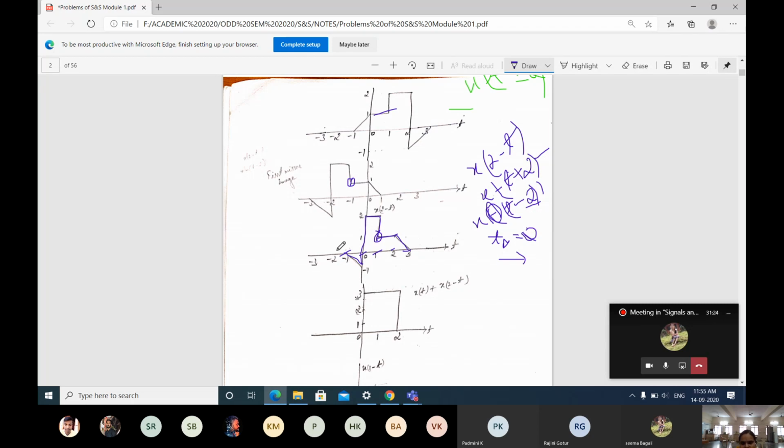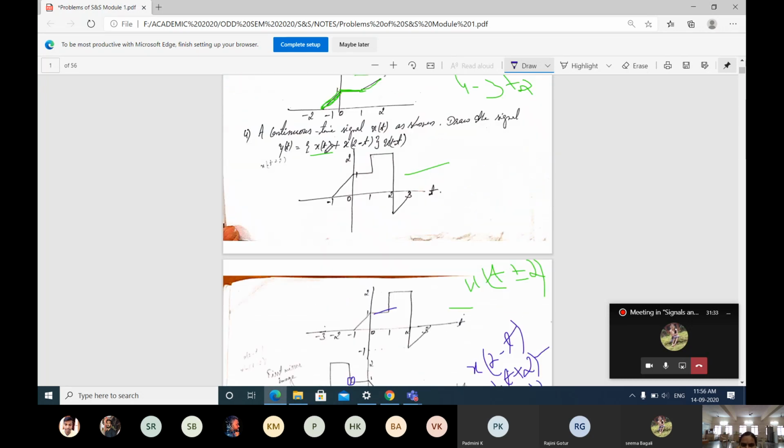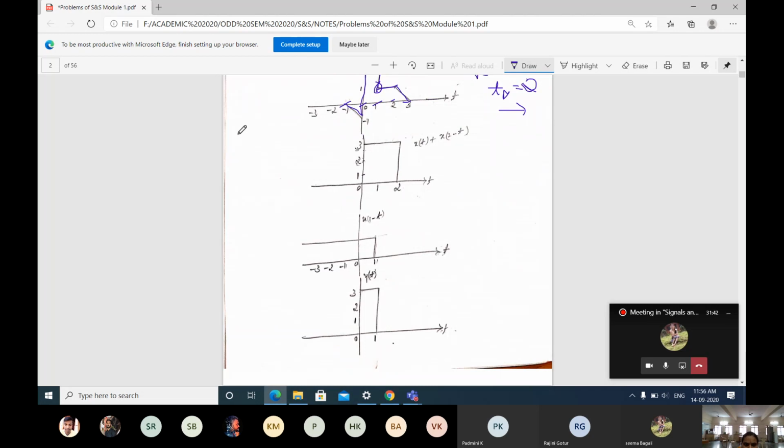Okay, this is how it is going to be shifted, and we finished that part, x of 2 minus t. Next, after we got our x of t and x of 2 minus t, we have to multiply u of 1 minus t. What is our u of t function? This is going to vary from 0 to infinity. Yes, this is our u of t function, right?